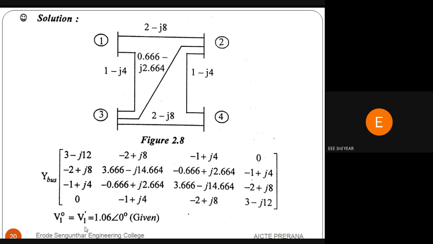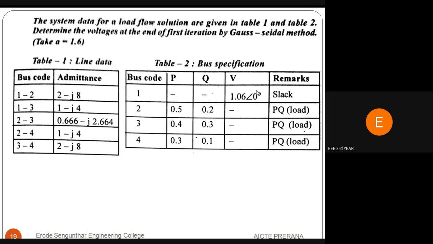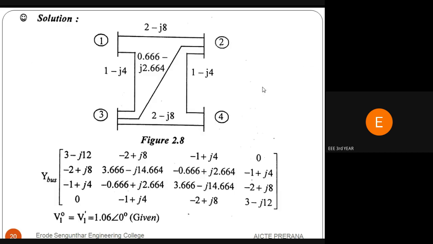After the Y bus matrix, we have to fix the initial value of voltage. That is V1 superscript 0 equal to V1 equal to 1.06 at an angle of 0, which is given in the problem. It is the slack bus, considered initially as the first bus.